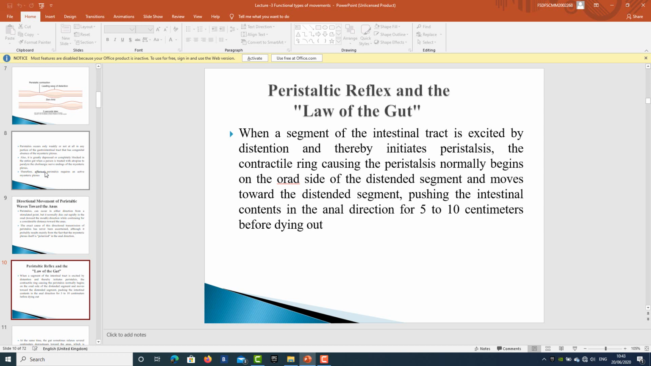Law of the gut: when a segment of the intestinal tract is excited by distension and thereby peristalsis is initiated, the contractile ring causing the peristalsis normally begins on the oral side of the distended segment and moves towards the distended segment, pushing the intestinal contents in the anal direction for 5 to 10 centimeters before dying out. So this is the peristaltic reflex, the law of the gut.